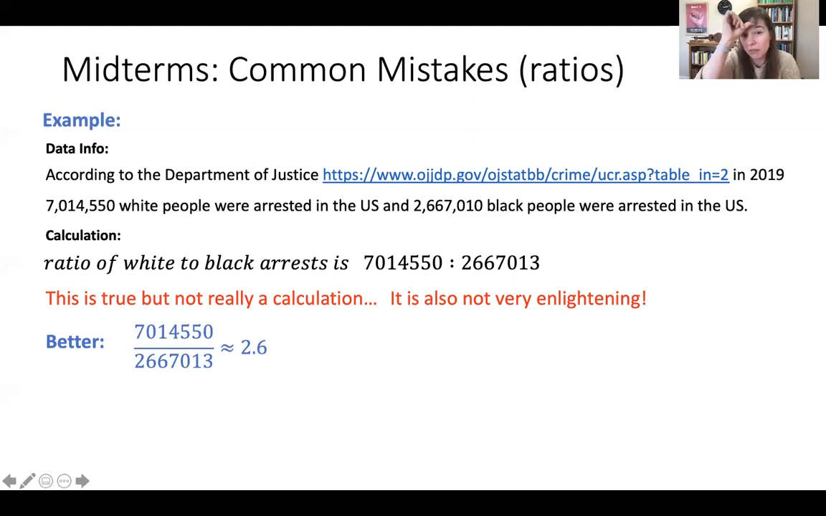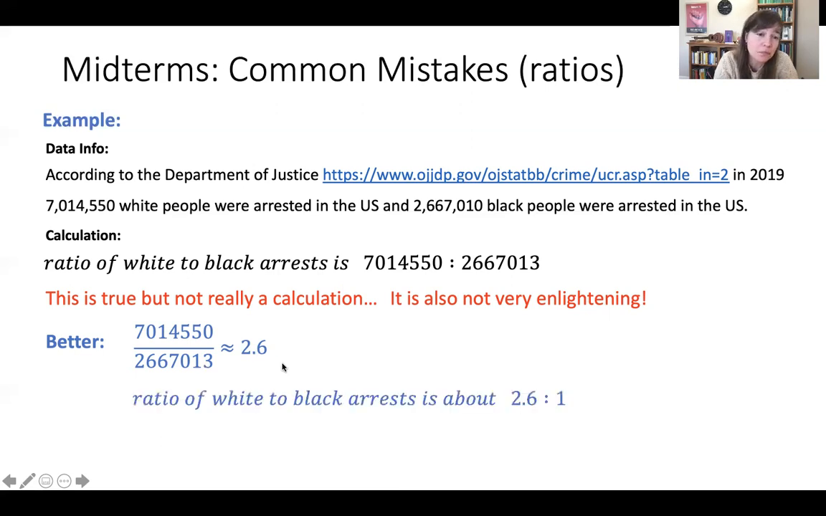Say, instead of writing it in colon notation right away, write it in fraction notation and do this division. Take the 7 million divided by the 2,667,000. If you do this, you get the number 2.6. And so this ratio, 7 million to 2.67 million, is about 2.6 to 1.